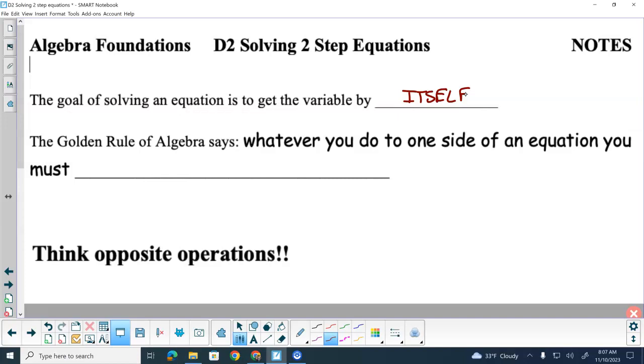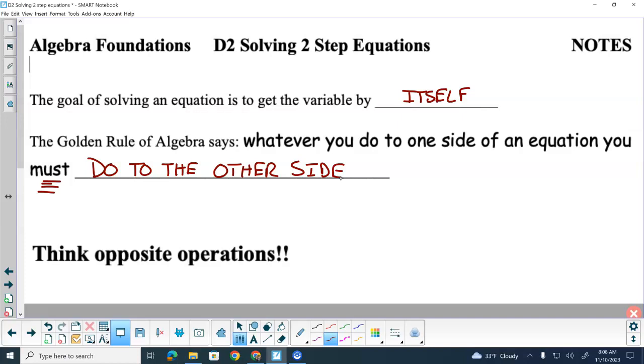Okay, yeah. What was the golden rule of algebra from yesterday? Whatever we do to one side of the equation, we must do to the other. And the kicker here is this must. Okay, yes, we must do that to the other side.